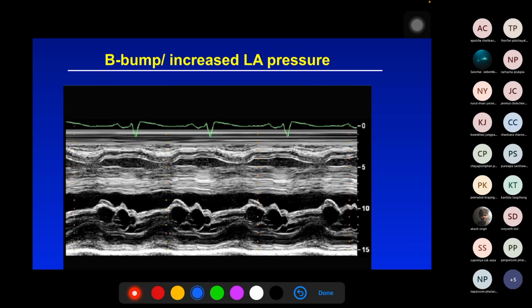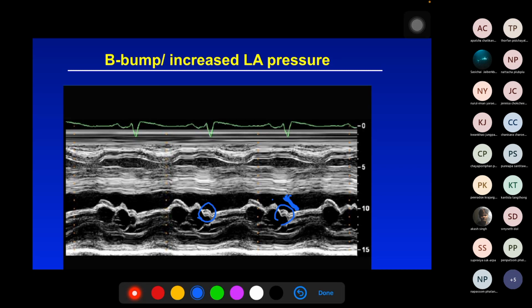Okay, this one you see the M mode at the mitral valve level. Normally, you should not see this one. You should see a flat line and the descending slope from the A wave. Okay, this is M mode across the mitral valve level.